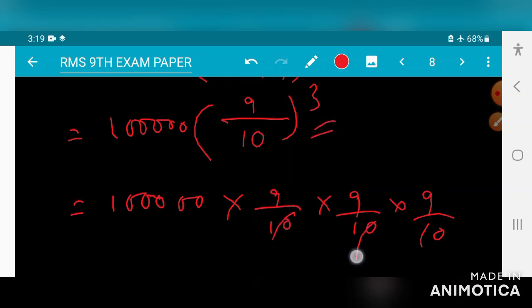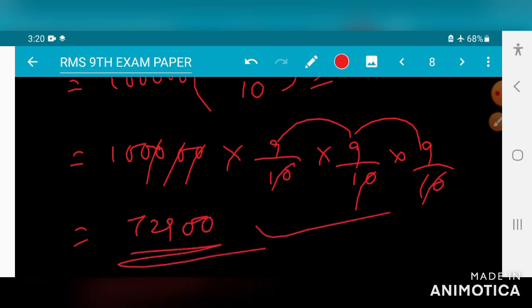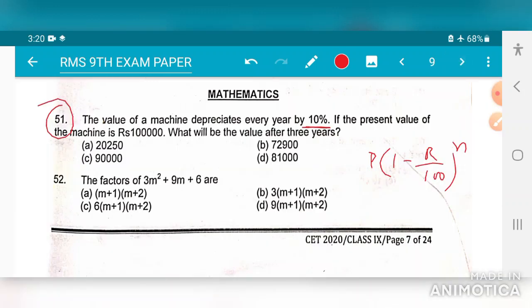In the denominator there are three zeros, and these zeros get cancelled against the zeros of 1 lakh, and the remaining part is 9 nines are 81, 81 nines are 729, into 100. So the answer is 72900. This is the correct answer, right?